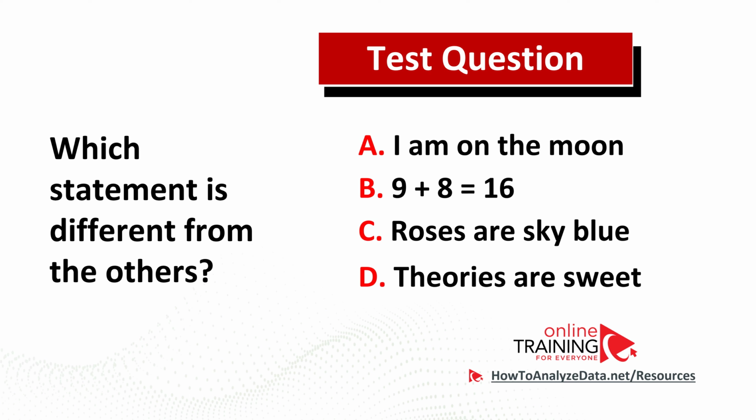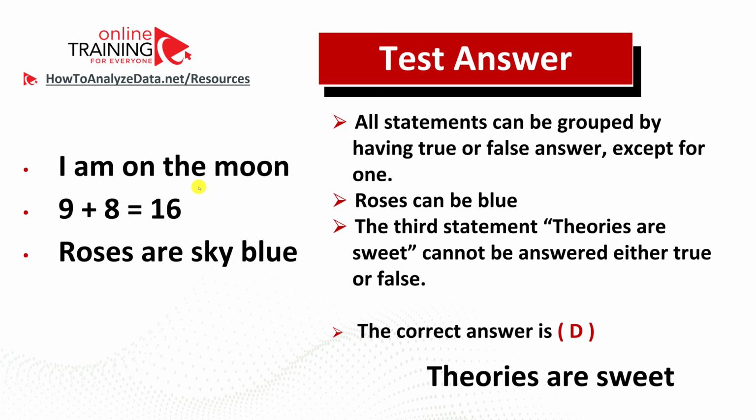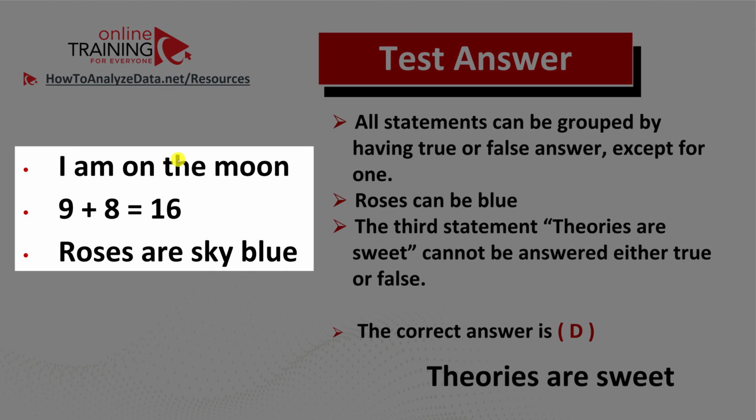Did you come up with the answer? Let's continue to see if we can solve this challenge and get to the correct solution together. As usual, we would need to find a pattern in all the statements presented. In this case, the pattern is that the statement has a true or false answer. So in the case of the 3 statements on the left, for example, I am on the moon, it can be answered true or false. The statement 9 plus 8 equals 16 is true, and roses are sky blue is also true.